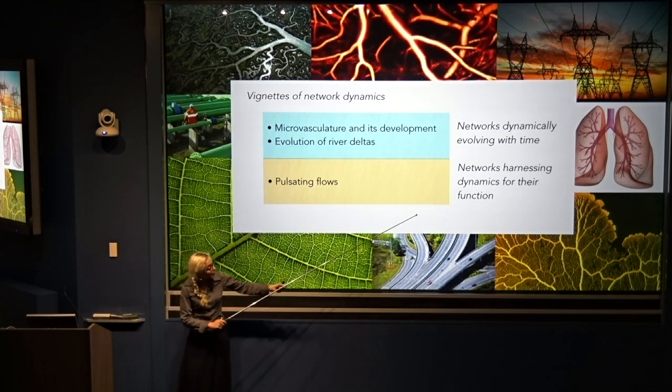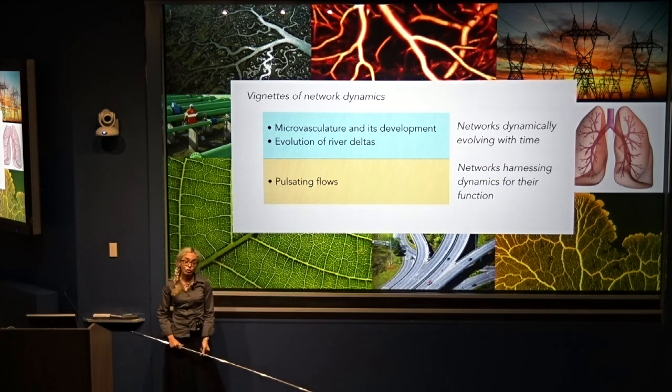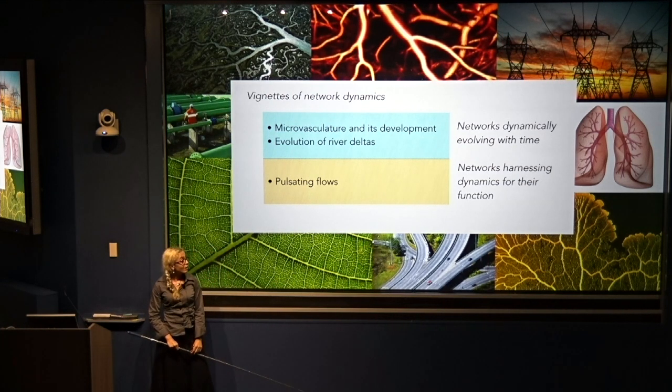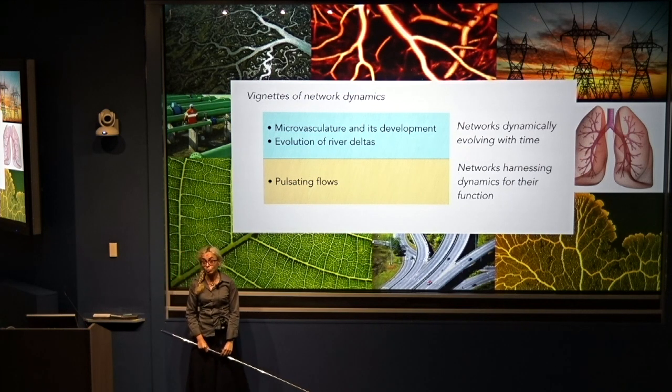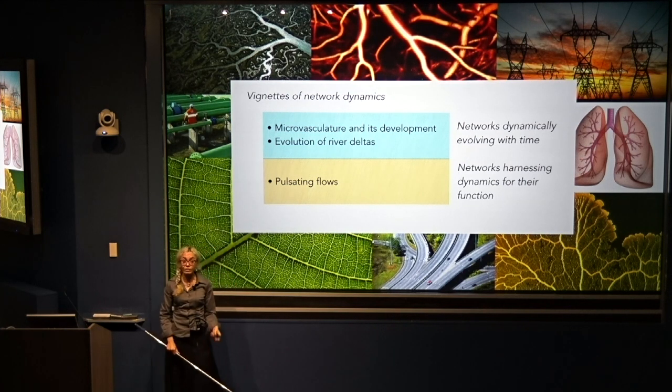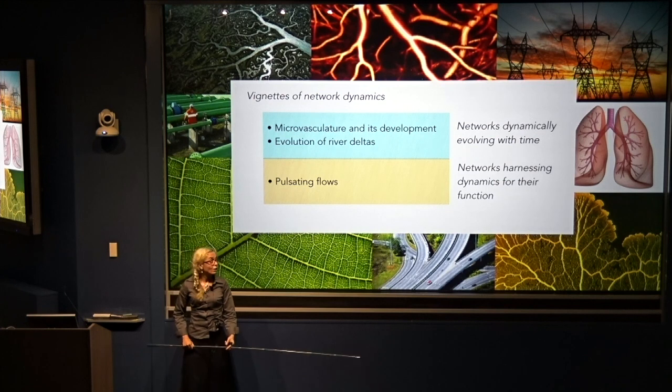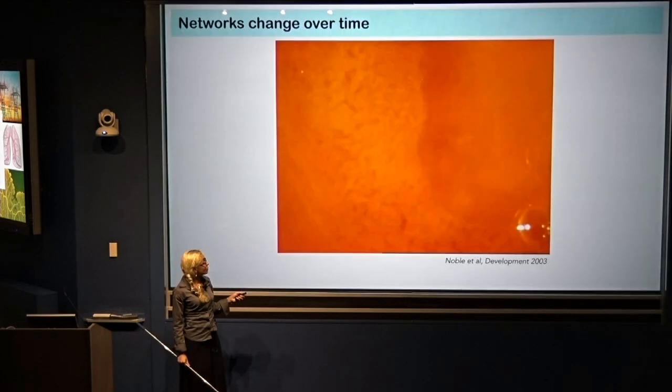And in the second part of the talk, I will be discussing a little bit how networks actually harness dynamics for their function. I will be discussing pulsating flows, and that will be entirely our own circulation.